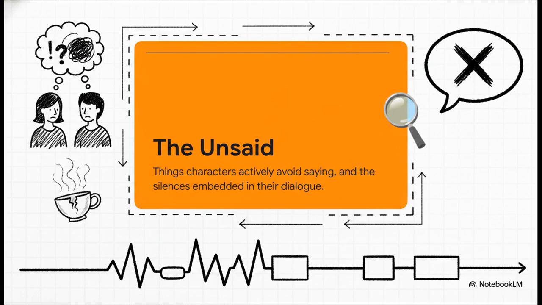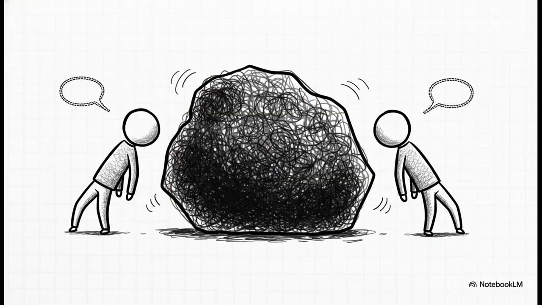The unsaid is all about the things characters actively avoid saying and those heavy silences embedded right in their dialogue. Let's use this as the point for a third paragraph. Let's walk through the evidence and analysis simultaneously here. The striking fact is that the characters never actually say abortion or baby. The topic is completely spoken around, never faced head-on.